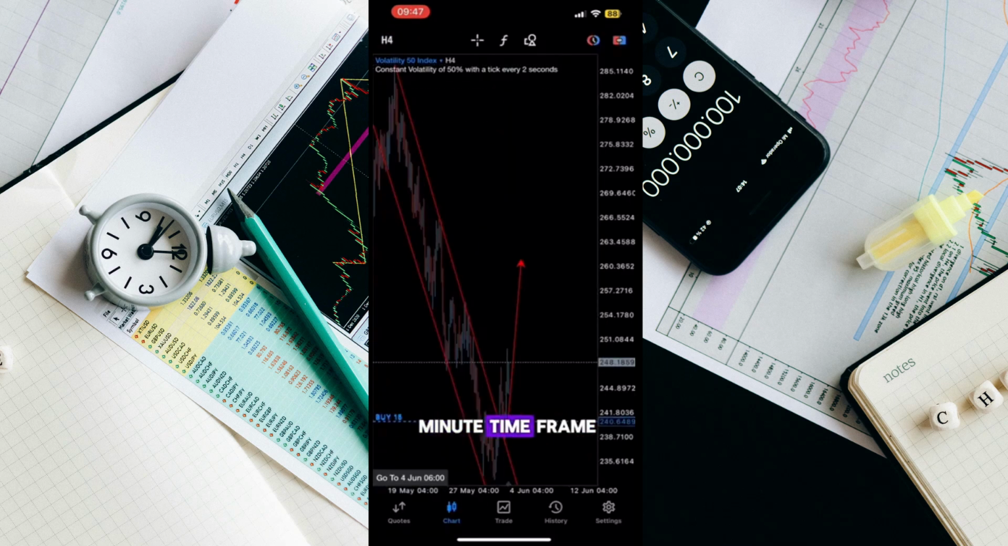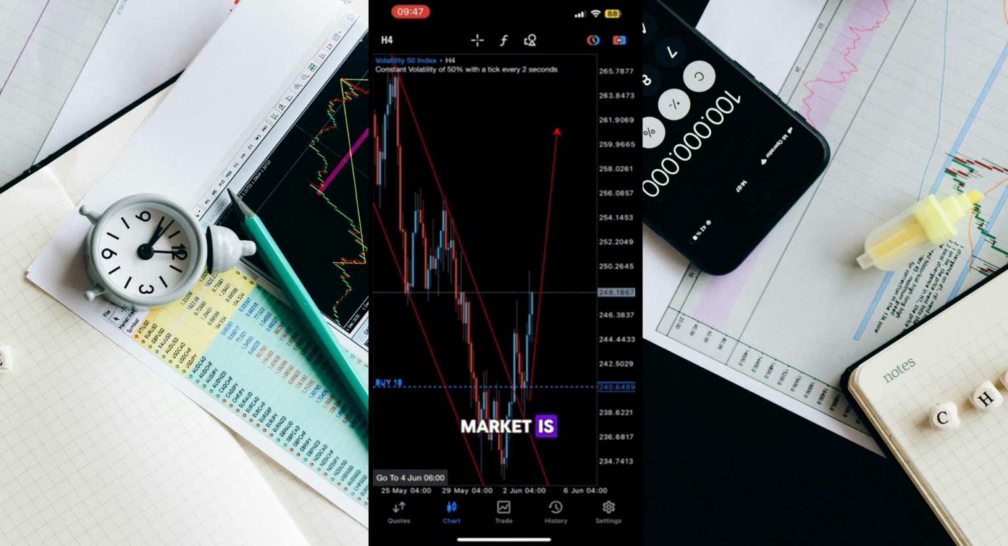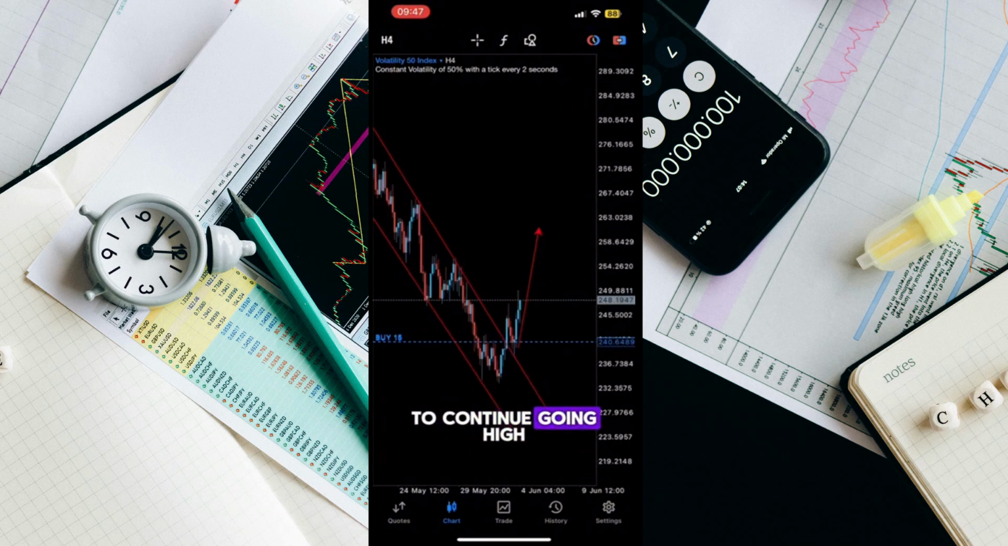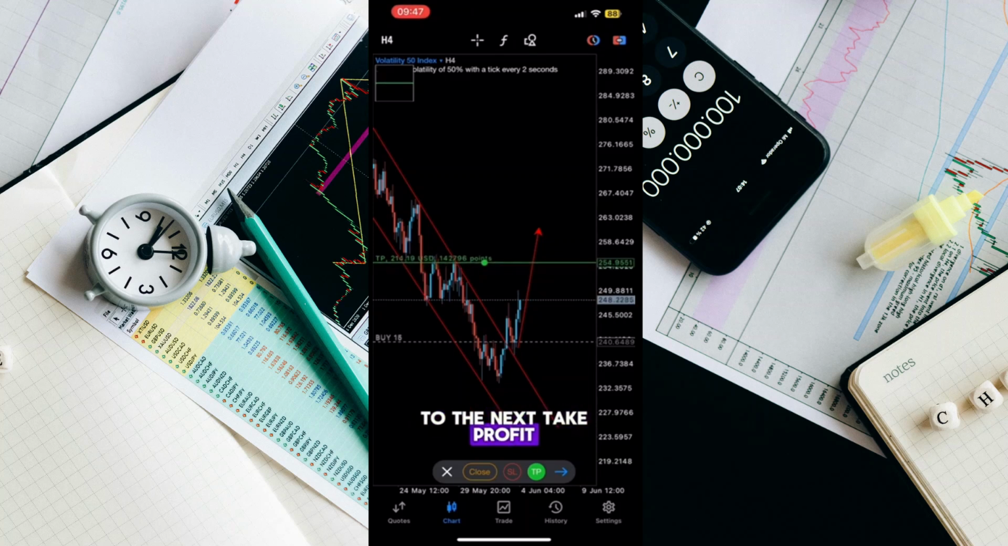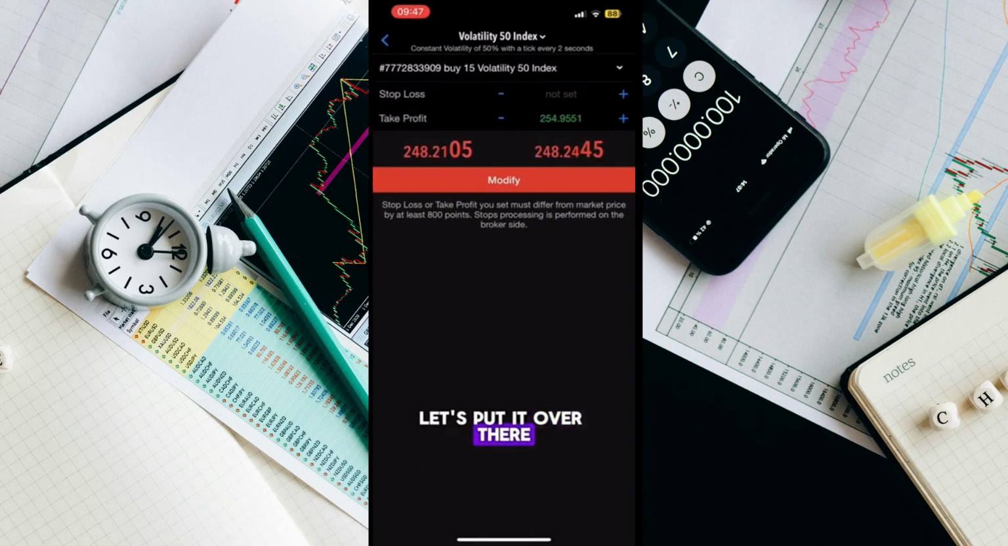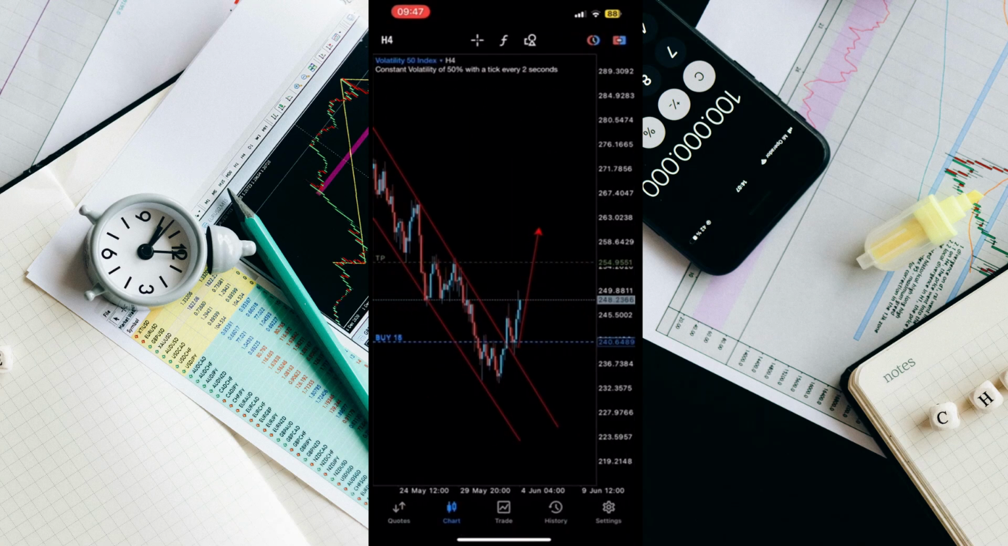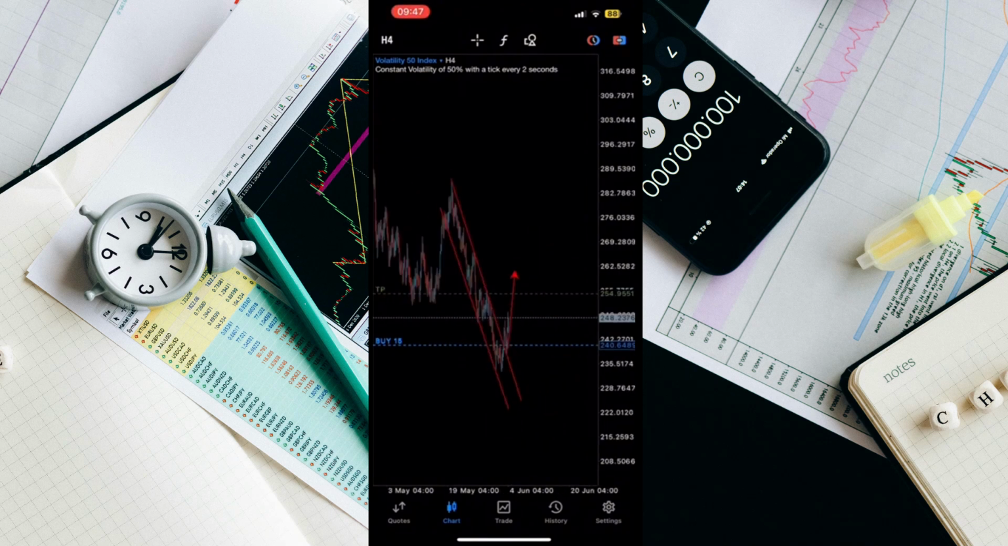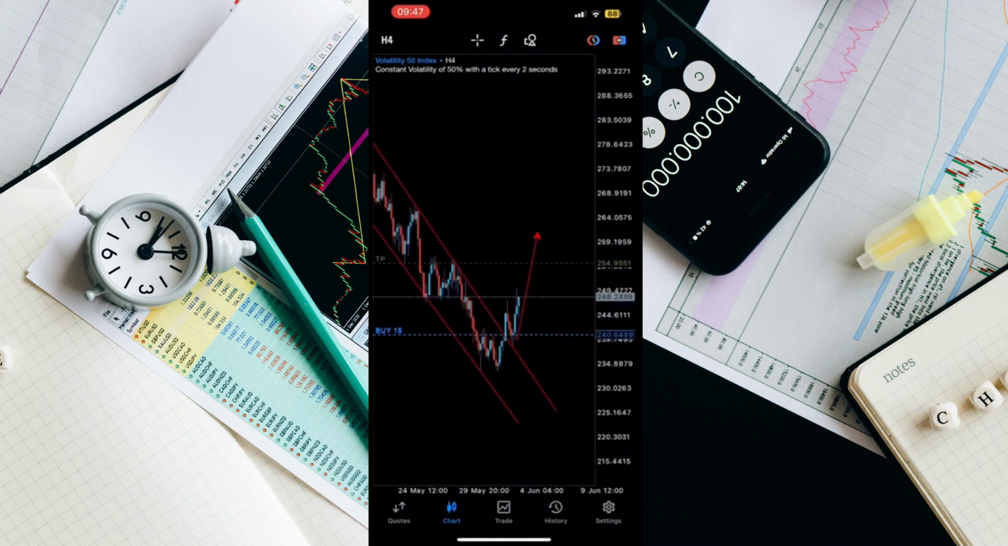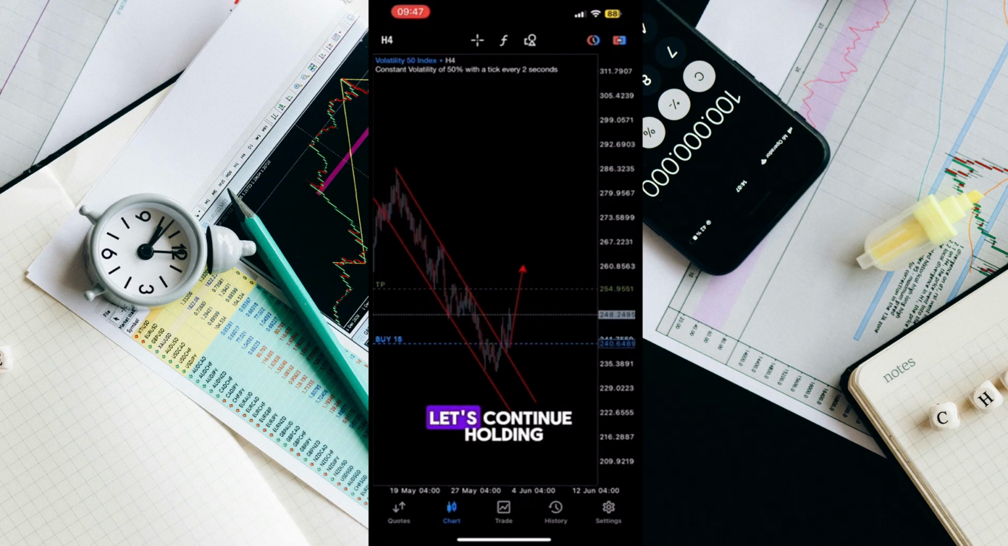So in the 1 minute time frame, this is how the market is, and it is going to continue going high. Now we can move to the next take profit. Let's put it over there. Yeah, this is a lot, guys. This is a lot. Let's continue holding.